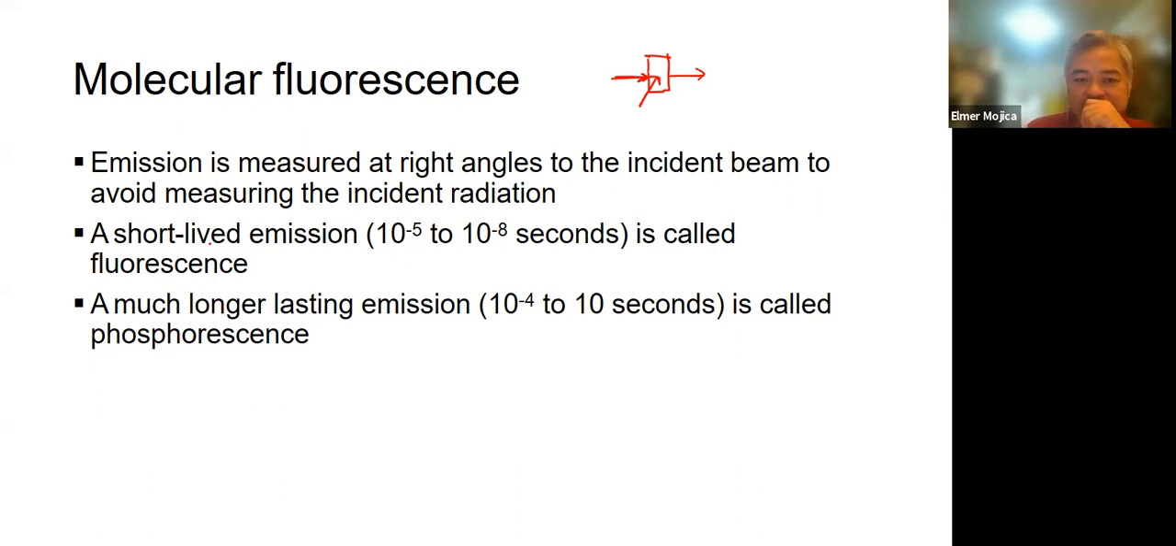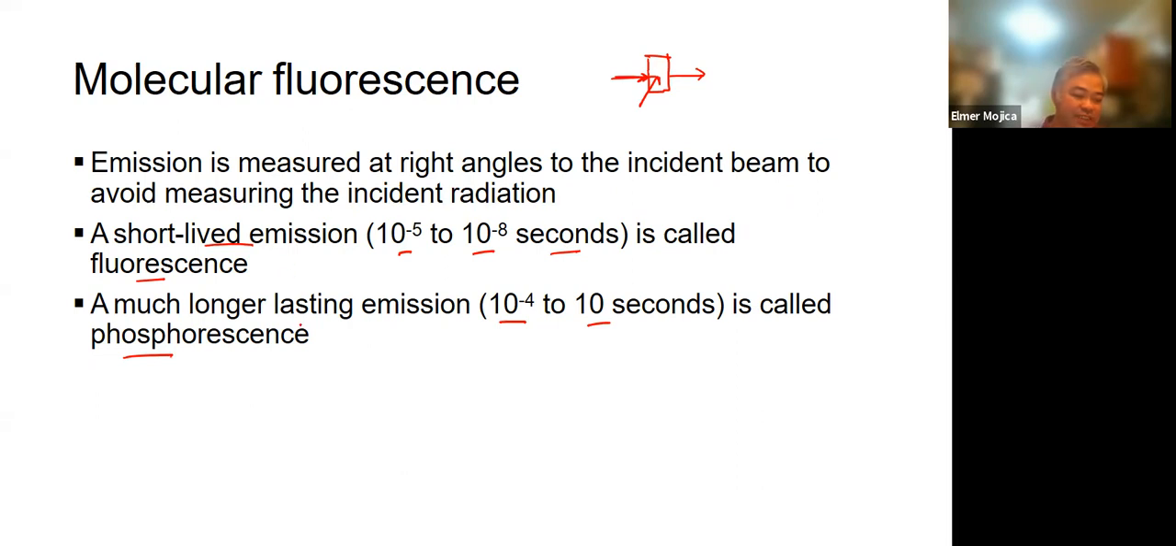And usually there's a short-lived emission that ranges from 10 to the -5 to 10 to the -8 seconds. That's called fluorescence. Now, if you have a much longer what we call emission, let's say 10 to the -4 seconds to 10 seconds, ang tawag naman natin doon is phosphorescence.